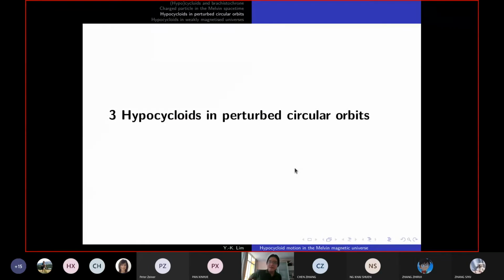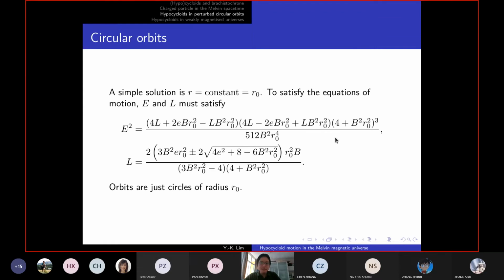Okay, so let's actually find the hypocycloids, how to get the hypocycloids in the Melvin universe. So firstly, a simple solution to the equations of motion is just r constant. So when you have r constant, then you can easily solve the r equation. And then if you choose your angular momentum and energy to take this number, you can satisfy all the other equations as well. So that will give us a valid solution, although it's kind of trivial. It's just r constant. So that means the particle is just traveling in a circle, at constant distance from the axis always. So these are just circles of radius r0. And if you choose a radius that you want and choose the charge and B, you can put all these numbers, you can produce the desired circular motion. So that is boring.